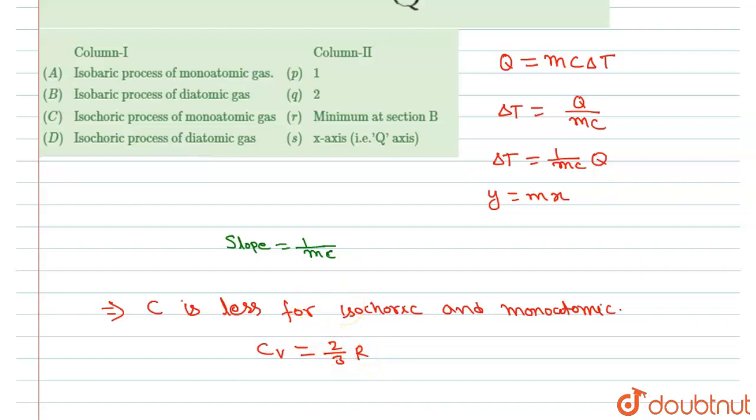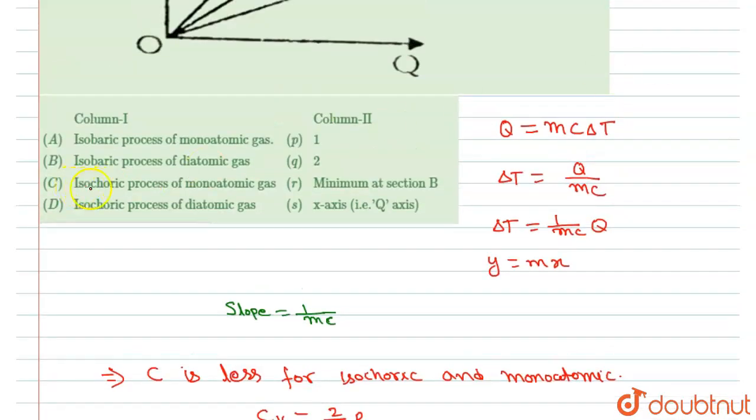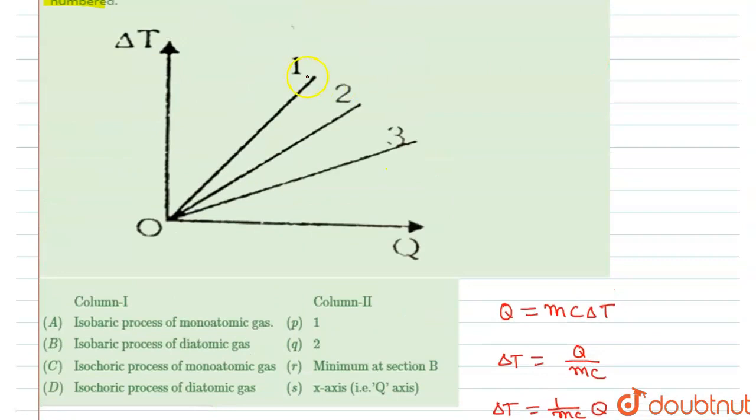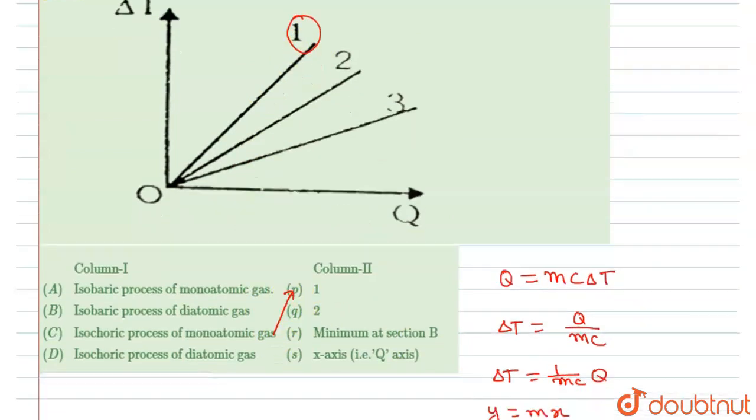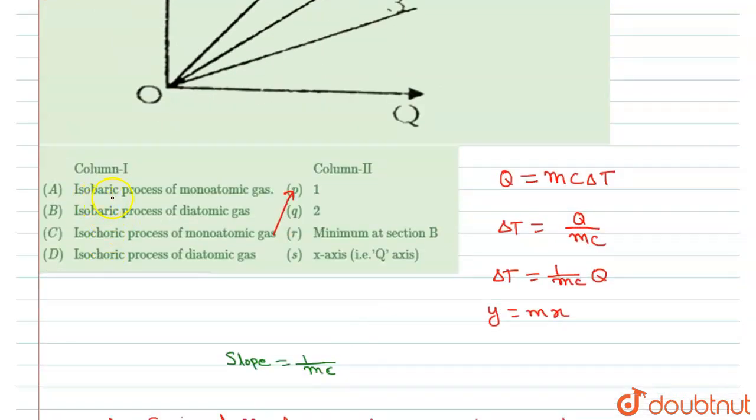So we can see in the first column, in the C part, the isochoric process of the monoatomic gas means the slope is maximum, because C is less. So the slope is maximum, and in the graph the slope is maximum for line 1. So we can match this C part with 1. Now next we have isobaric monoatomic gas and isochoric diatomic gas. Sorry, the second is isobaric diatomic gas.